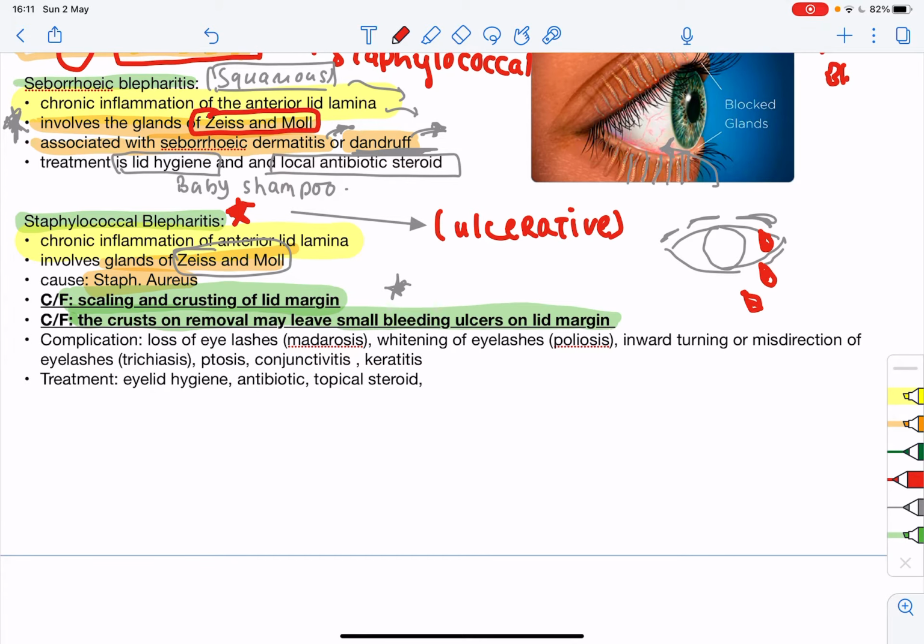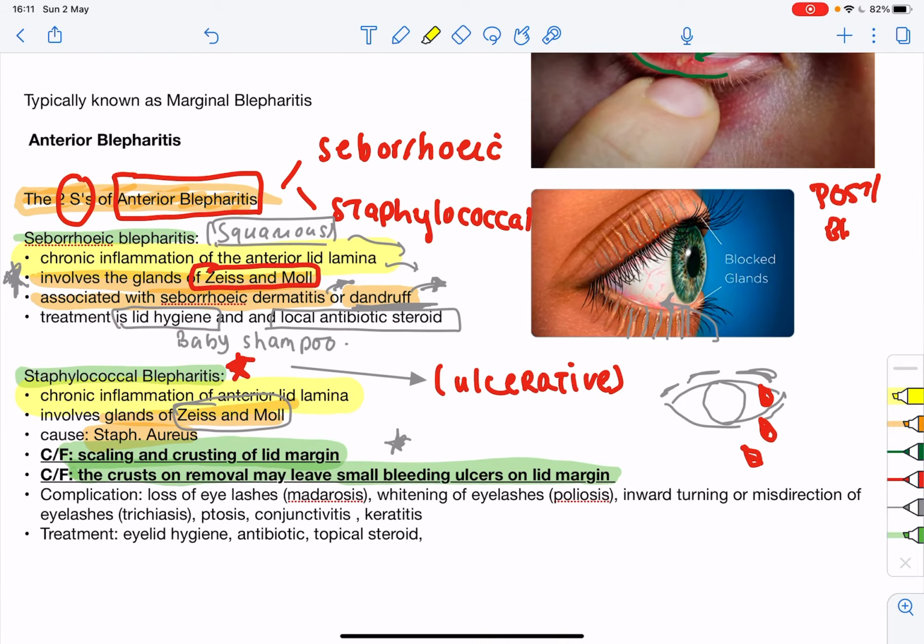Now, what's important is that blepharitis can be severe enough to complicate very rapidly, and these complications can be dangerous. So you can have different complications such as the loss of your eyelashes, that's known as madarosis. You can also have whitening of your eyelashes, which is known as poliosis. You can have inward turning, which is known as trichiasis. You can have ptosis, drooping of the eyelid. You can have conjunctivitis. You can have keratitis when it actually starts to affect the cornea.